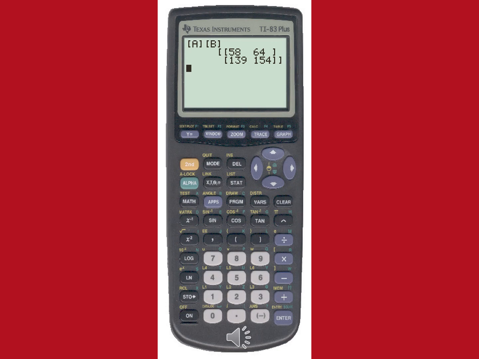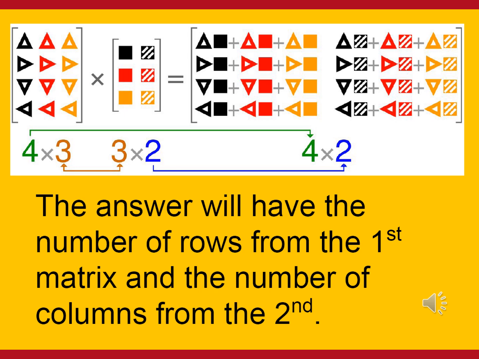When you're multiplying matrices, I generally will expect you to just use your graphing calculator. However, there are a couple of things you do need to know. The most important of those is that the answer when you're multiplying matrices always has the number of rows from the first matrix and the number of columns from the second. So what these weird shapes are showing you is that a 4 by 3 matrix times a 3 by 2 matrix would end up having 4 rows and 2 columns. You get the rows from the first one, the columns from the second one, when you find the dimensions of the answer.